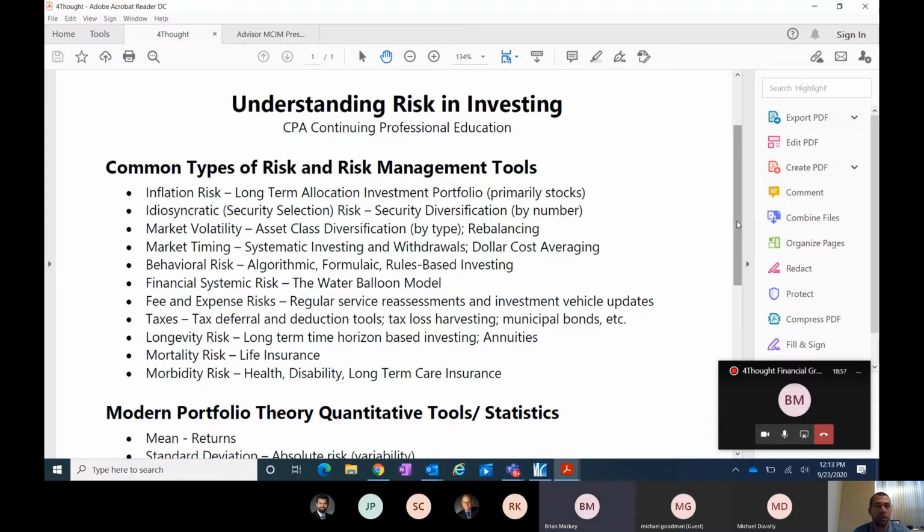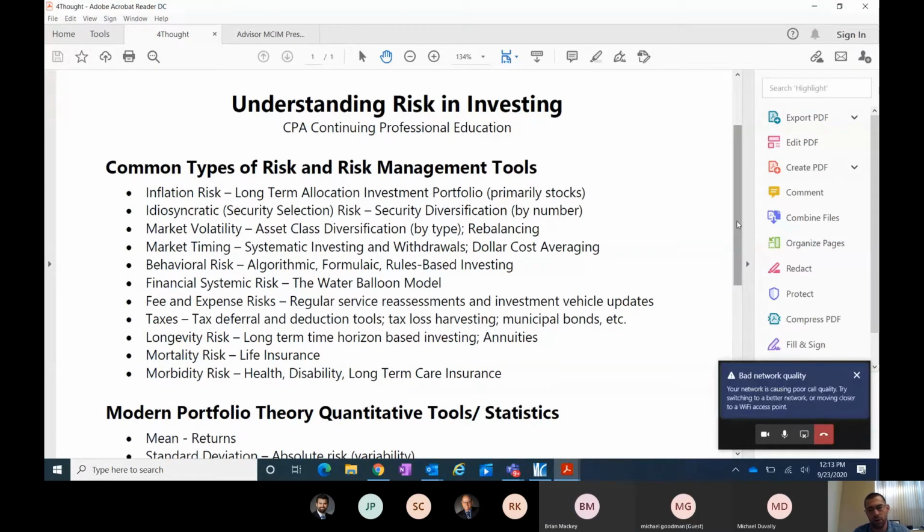So idiosyncratic risk is the risk associated with security selection or individual securities, right, as opposed to broad asset classes or the market as a whole. Next one, another big topic for retail investors is market volatility.